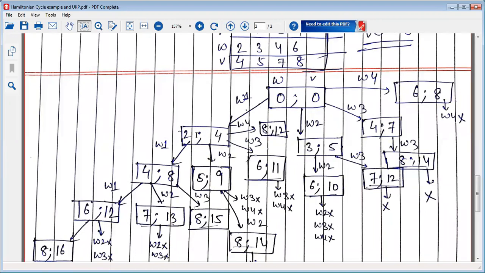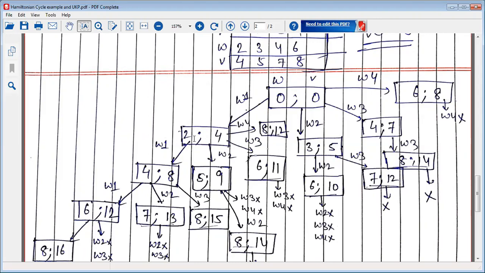After W1, when I select this article, the total weight I have taken is 2, and the total profit made till now is 4. The remaining weight that I can put inside the knapsack is 6. If the size of the knapsack is 8 kg and we have already selected one article of 2 kg, the remaining weight is 6 kg. So, if the remaining is 6, what are the possibilities? I can repeat the same article, so I can select W1. The weight of the second article is 3 kg.